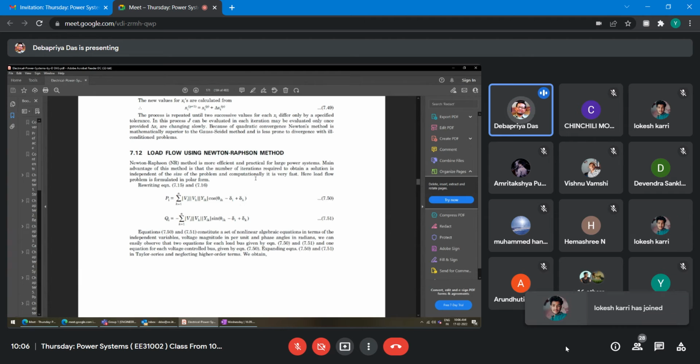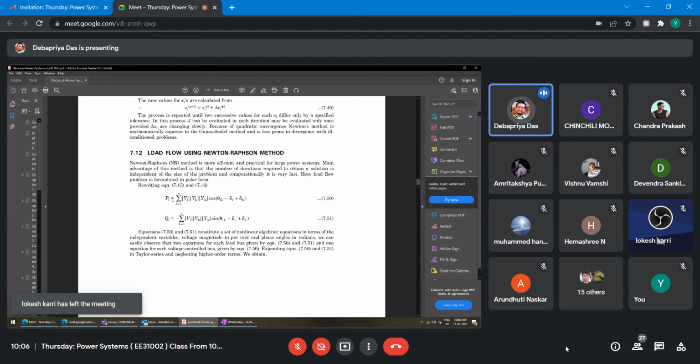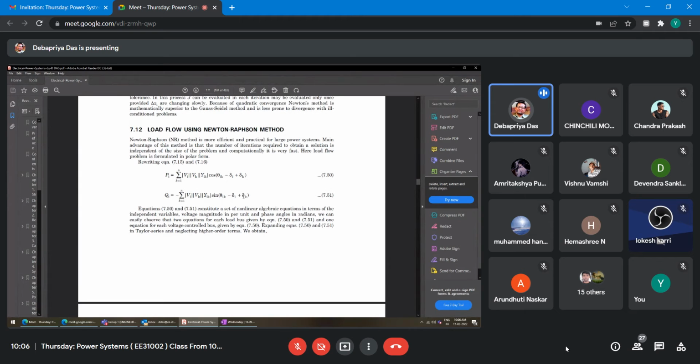So for load flow, we have derived equations 15 and 16 of this chapter. Pi is equal to this much and Qi is equal to this much. That is the power injection at bus i. Earlier these were equations 15 and 16, but for the sake of clarification, we are renumbering the same equations as 50 and 51 of chapter 7. So these two equations are there.